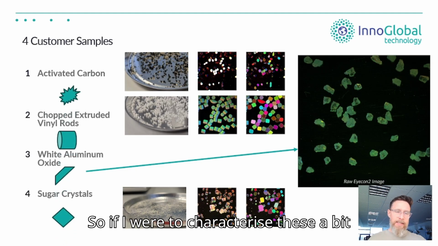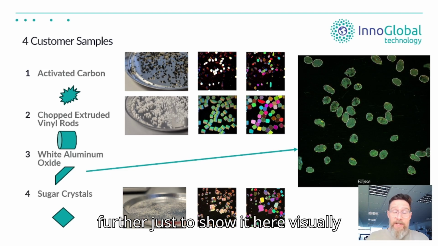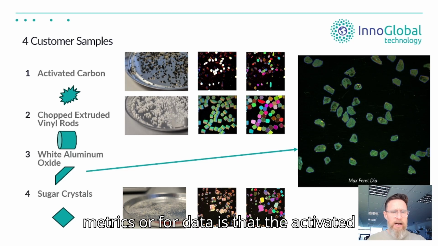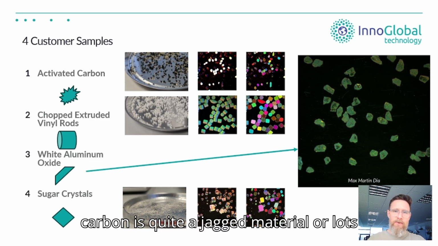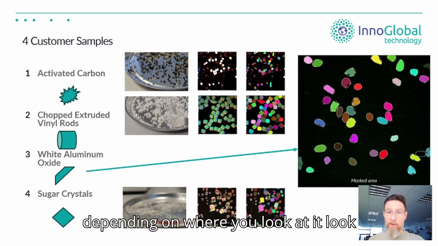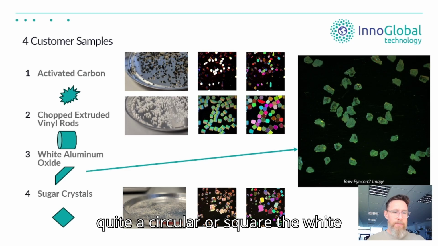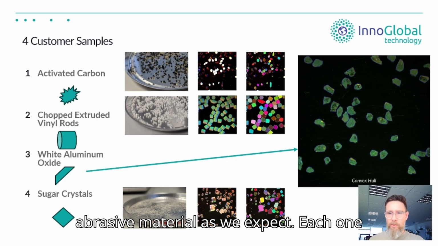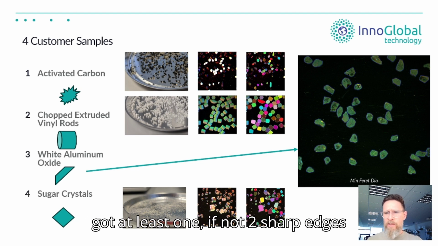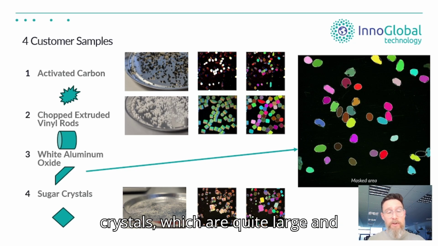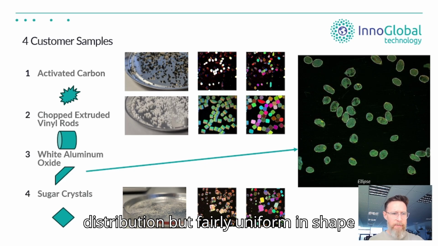So if we were to characterize these a bit further, just to show it here visually before we actually apply any metrics or data: the activated carbon is quite a jagged material with lots of nooks and crannies. The extruded rod, depending on what way you look at it, looks quite circular or square. The white aluminum oxide is quite a sharp and abrasive material, as we expect. Each one of these particles in the images essentially has at least one, if not two, sharp edges on it. And then the sugar crystals are quite large in distribution but fairly uniform in shape profile overall.